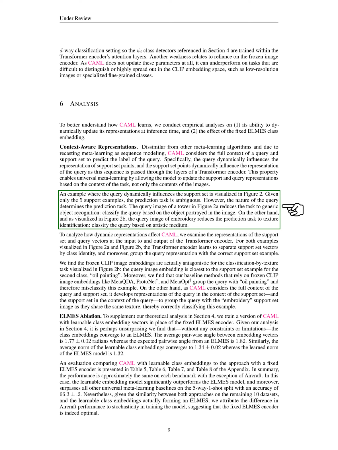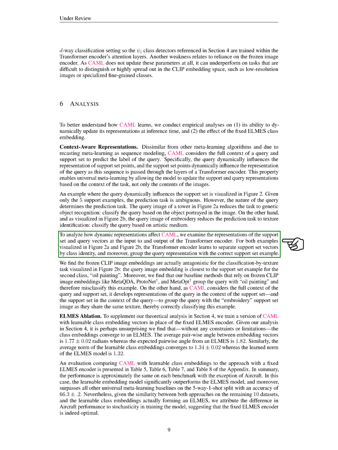Given only the 5 support examples, the prediction task is ambiguous. However, the nature of the query determines the prediction task. For instance, a query image of a tower reduces the task to generic object recognition, while a query image of embroidery reduces the prediction task to texture identification.